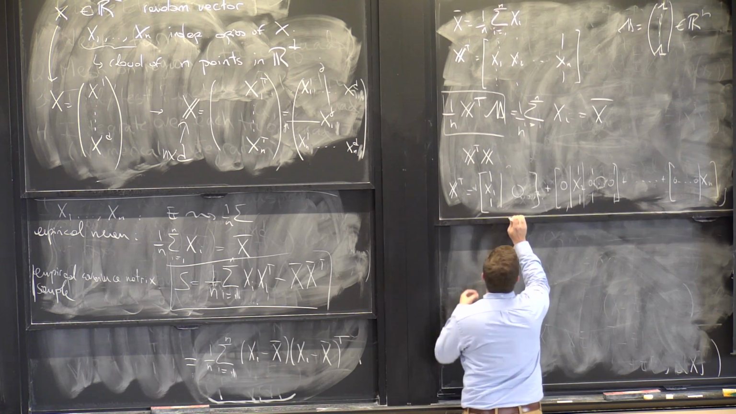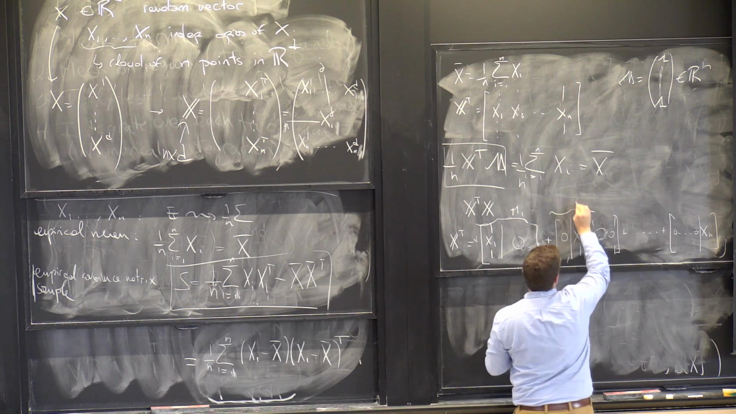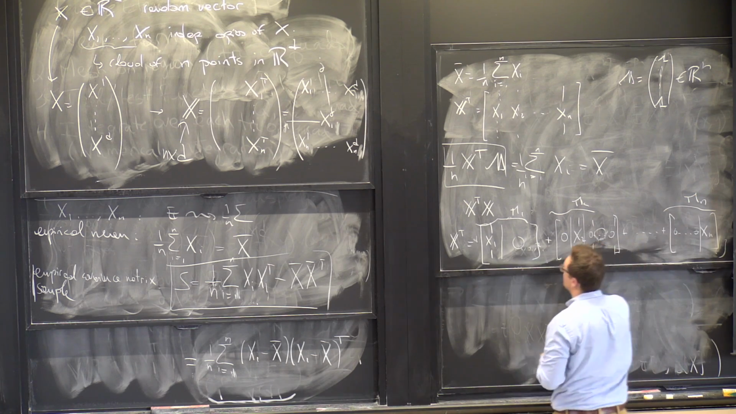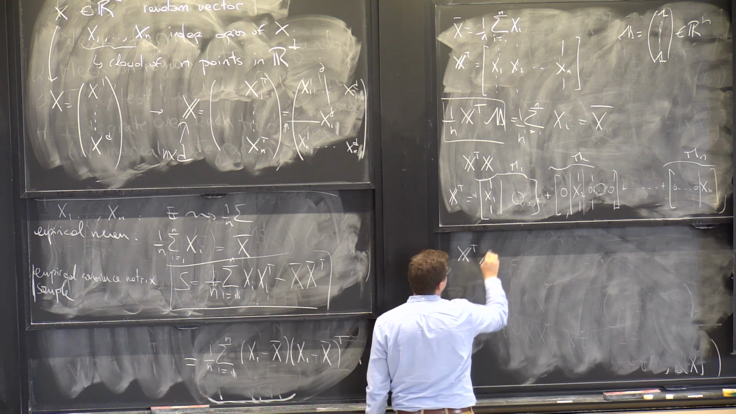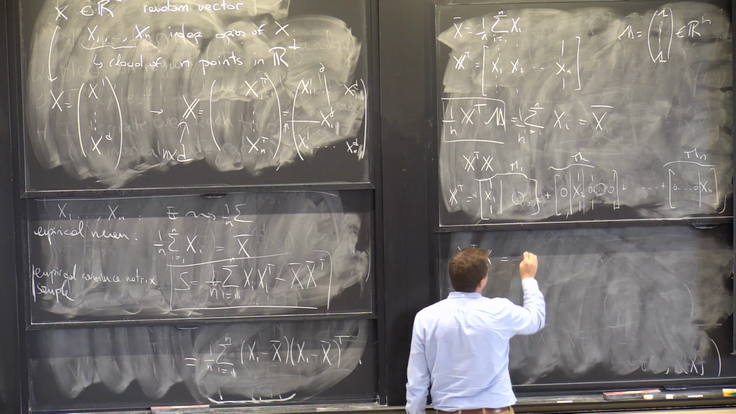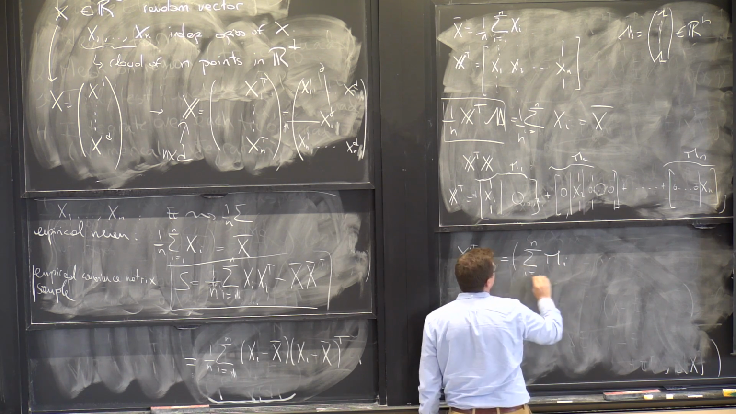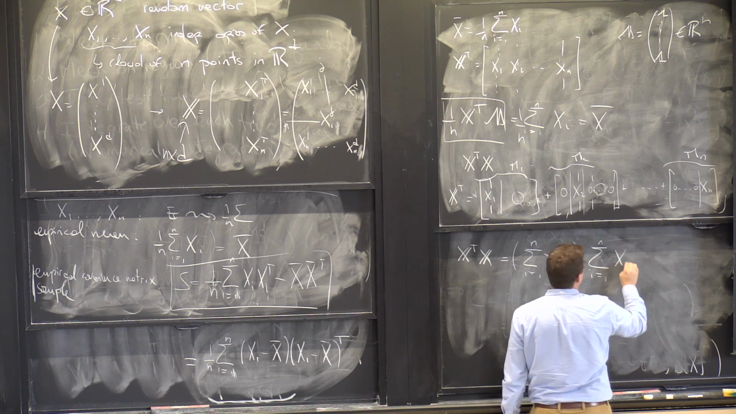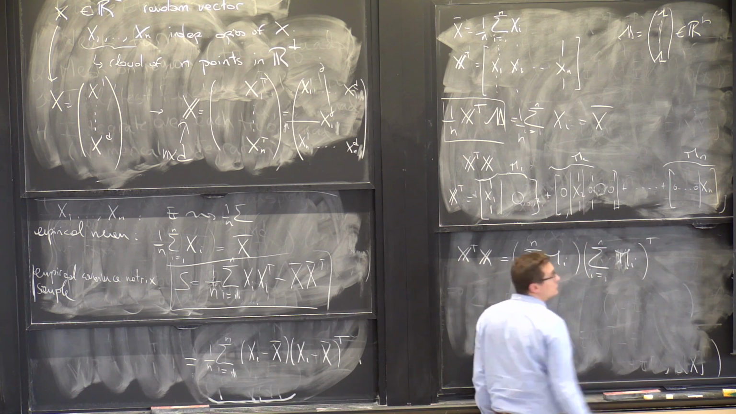So let's call these matrices M1, M2, all the way to Mn. So when I do x transpose x, what I do is the sum of the Mi's for i equal 1 to n times the sum of the Mi transpose, right?